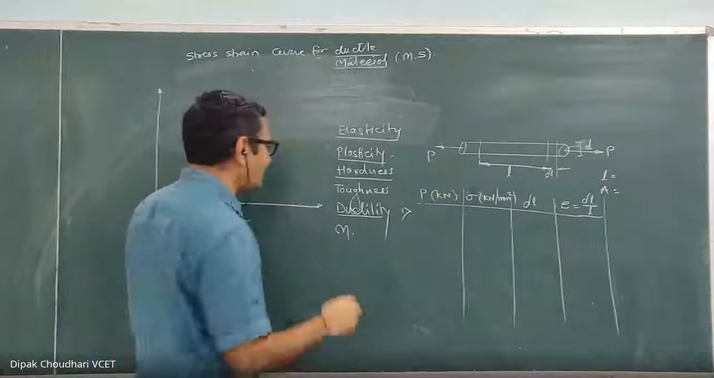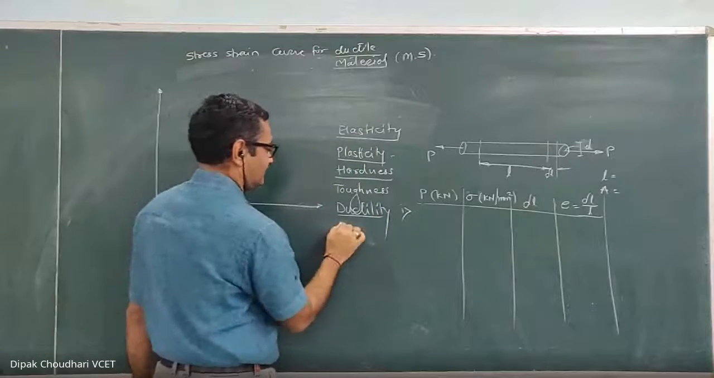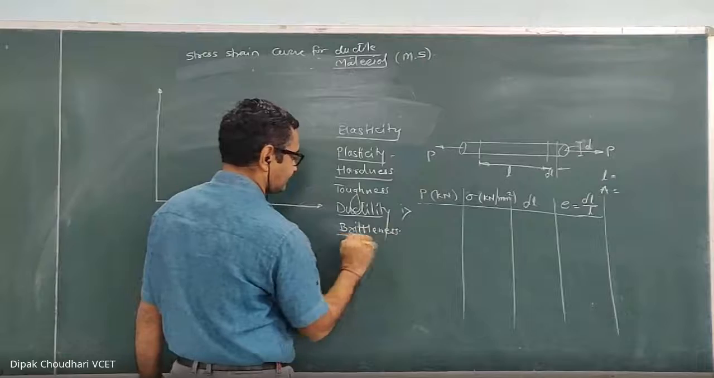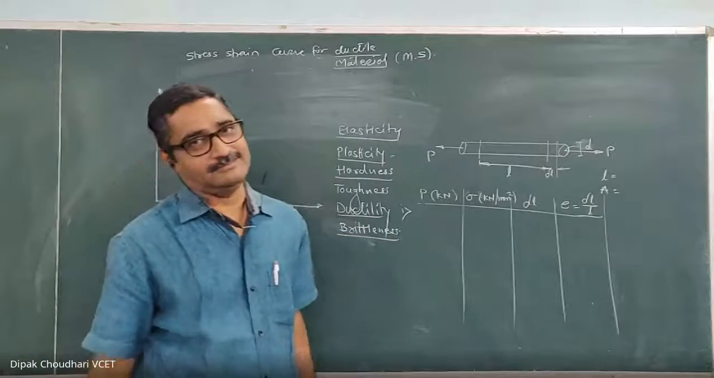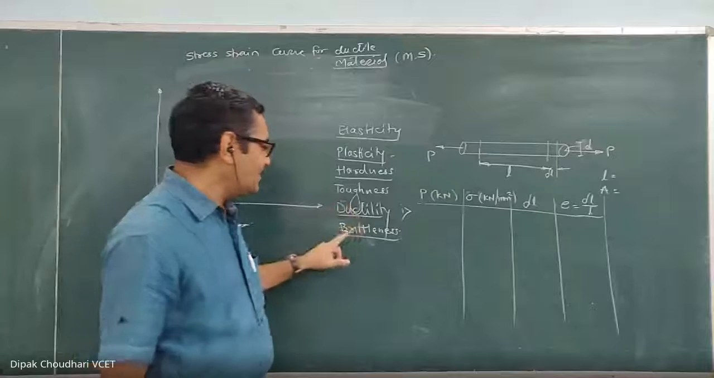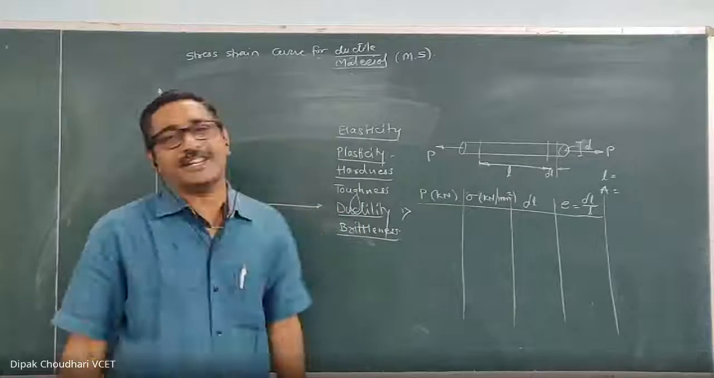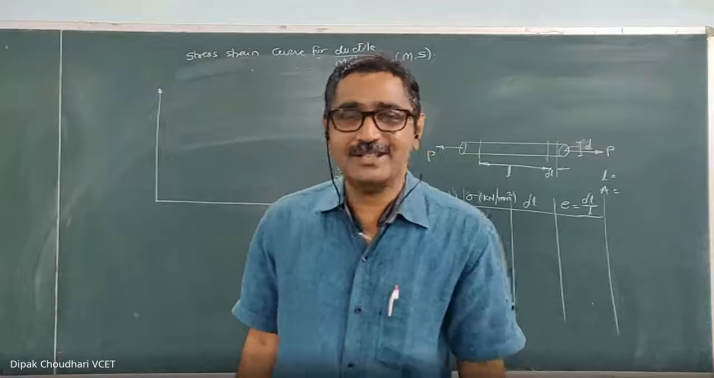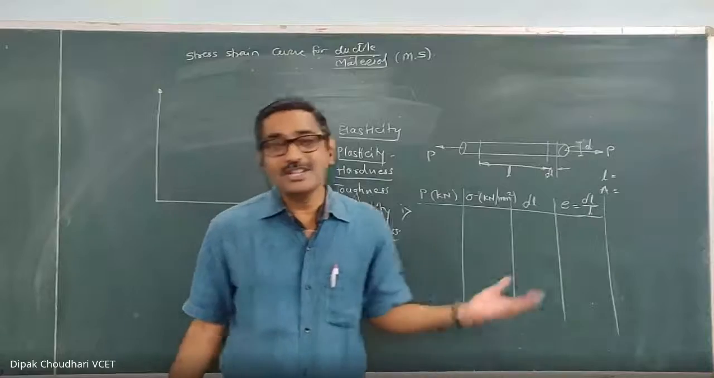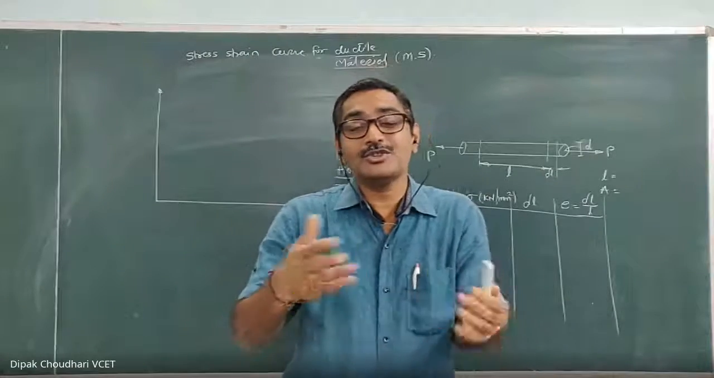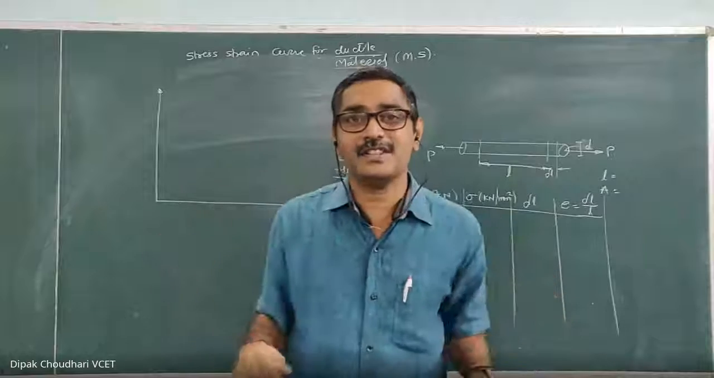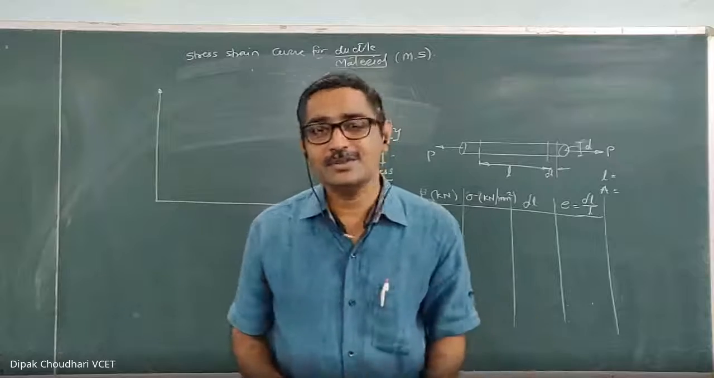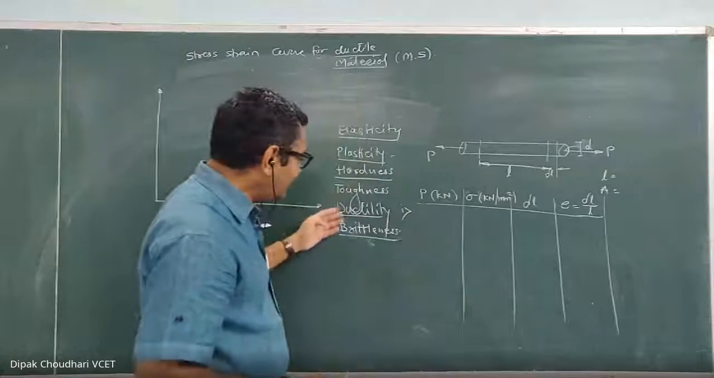And the last important property is brittleness. I am writing it near the ductility. Brittleness, or brittle material. Now, what is brittleness? In simple words, brittleness is a lack of ductility. It is a property by virtue of which the material will not elongate. It will not show considerable elongation under the action of external force. Before showing elongation, it will fail because of brittleness. So lack of ductility is known as brittleness.